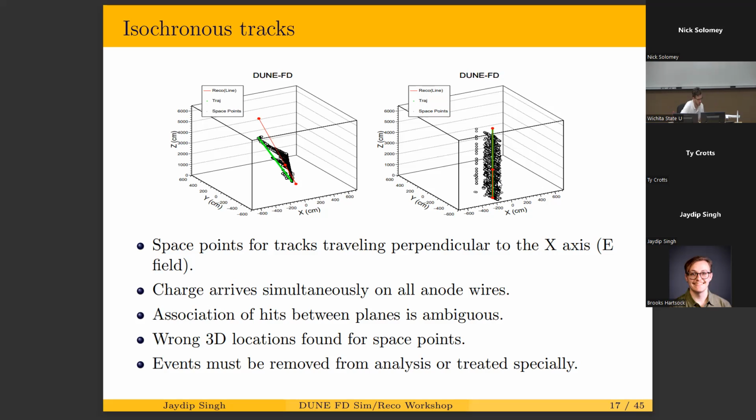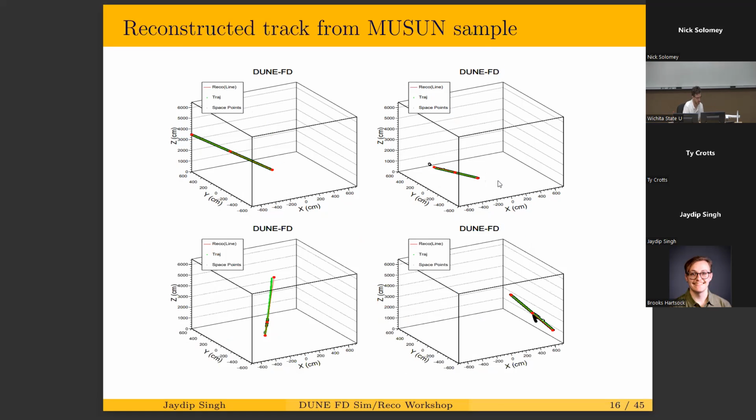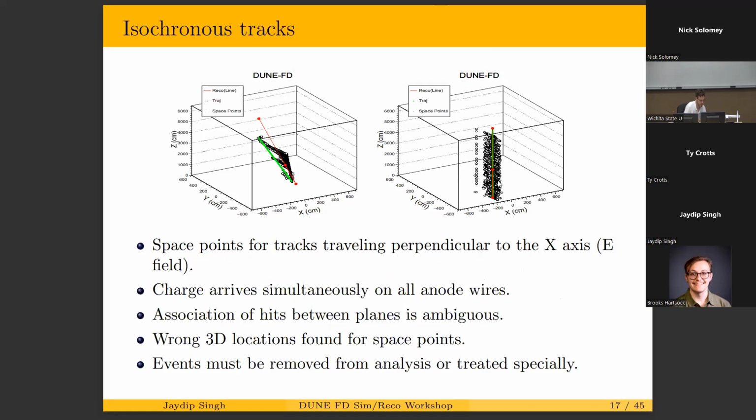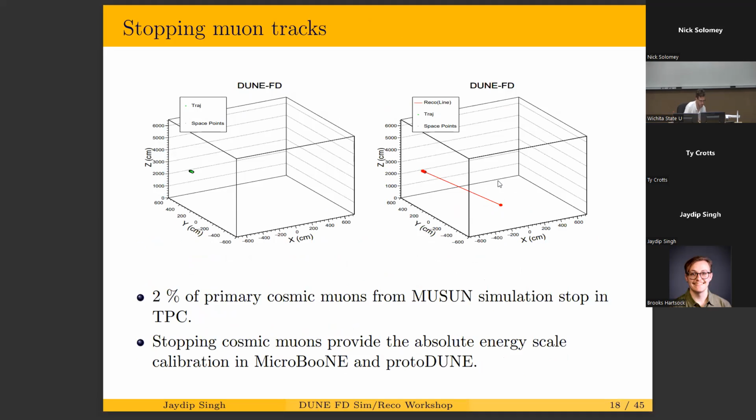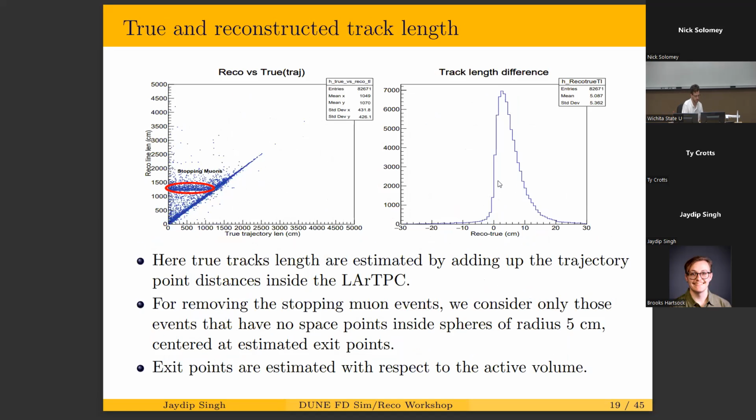And on the right side are the isochronous events, but we are not taking these isochronous events in our analysis. I see. And then there are some stopping muon events, so maybe this one. These are the stopping muon events. So you will see something like this. These are the stopping muons. This will be used for calibration purposes.